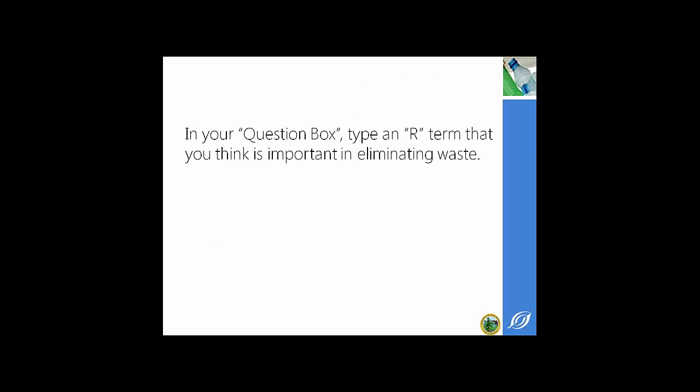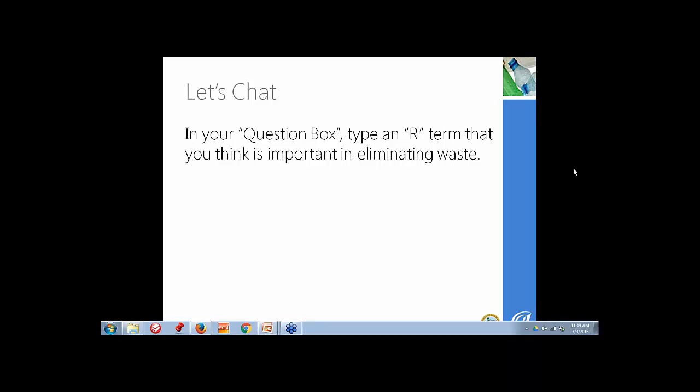All right, so I'm going to give you another opportunity to type something in your question box. And again, if you don't think of anything right now, but you want to type something later, you can. So think of an R that is important to you in eliminating waste. So we learned about reduce, reuse, recycle, and rot, but is there anything else that you know of that can also help with resource conservation?